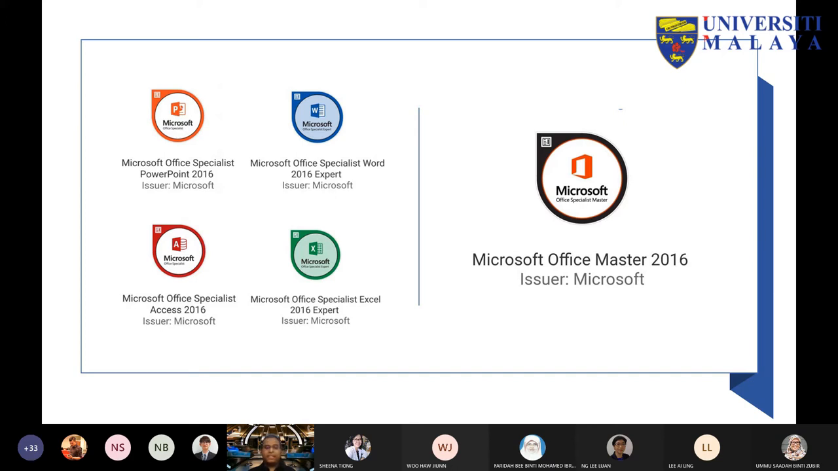The Access here, Microsoft Access, is actually optional. There are a few other modules you can choose for the Access option. But the three compulsory ones are PowerPoint, Word, and Excel. These are the three main ones compulsory. The Access one is optional. You can choose other modules that you feel necessary.